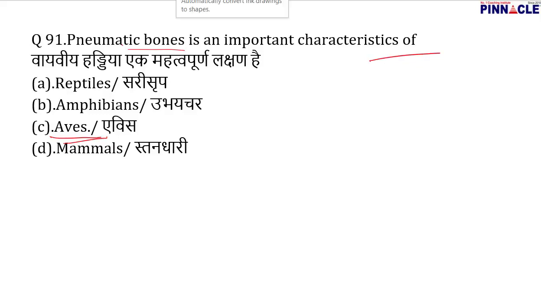Pneumatic bones are those bones which have air spaces within them, and because of the presence of air spaces, they are lighter than solid bones. Since they are much lighter, they allow the aves to fly, and all birds are in the category of aves. Therefore pneumatic bones are an important characteristic of aves or birds. So question number 91, C is the correct option.